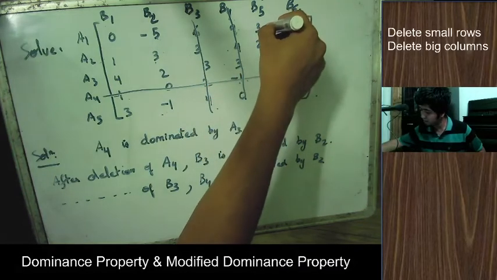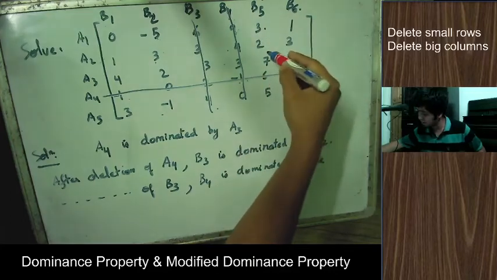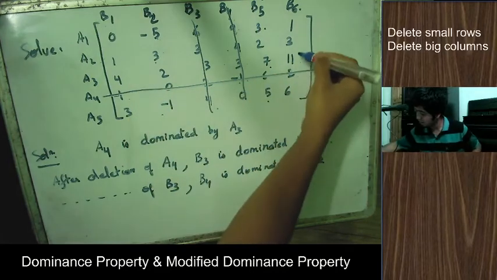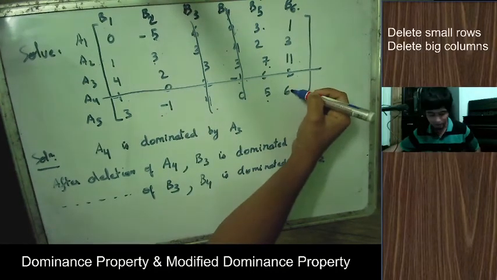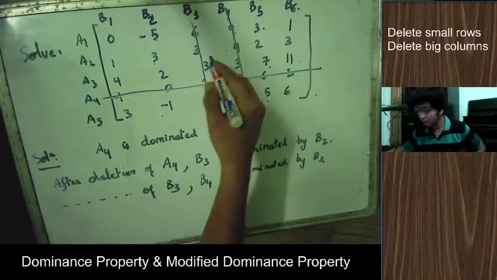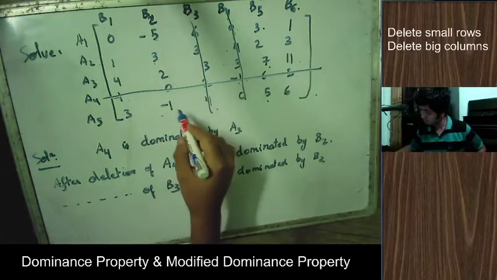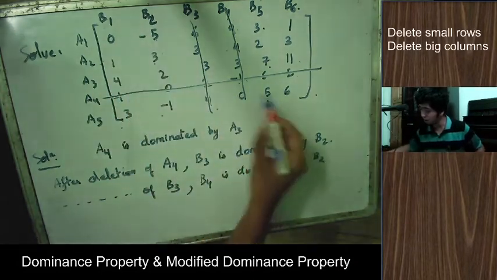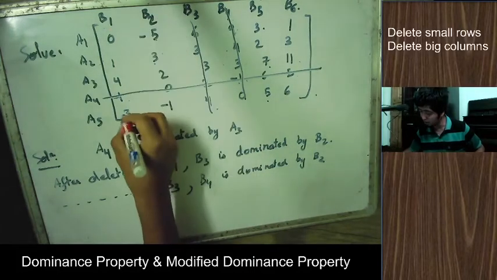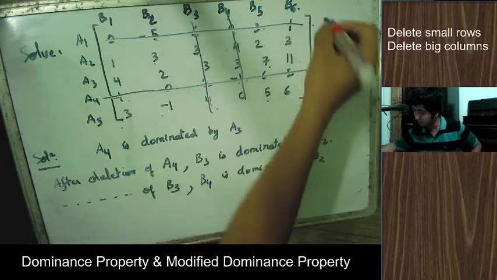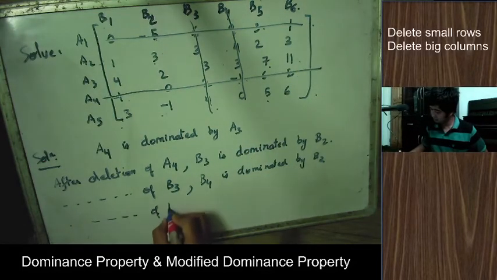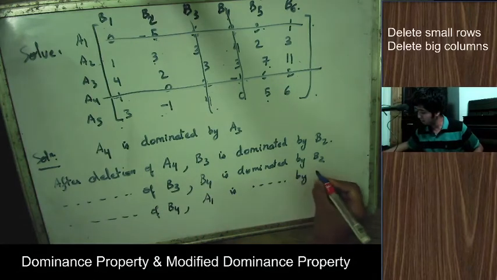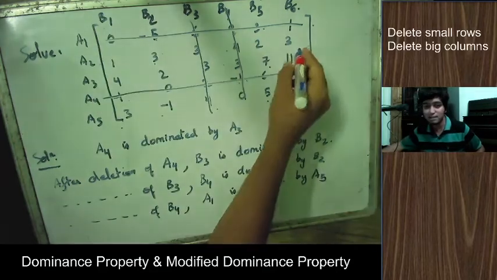Now let us again check. 3, 2, 7, 5. Let us see. 1, 3, 11 and 6. Just let me check. This one is a smaller row compared to A5. So A5 dominates A1 because A5 is bigger than A1. So A1 can be deleted. After deletion of B4, we see that A1 is dominated by A5. So that is why A1 is deleted.